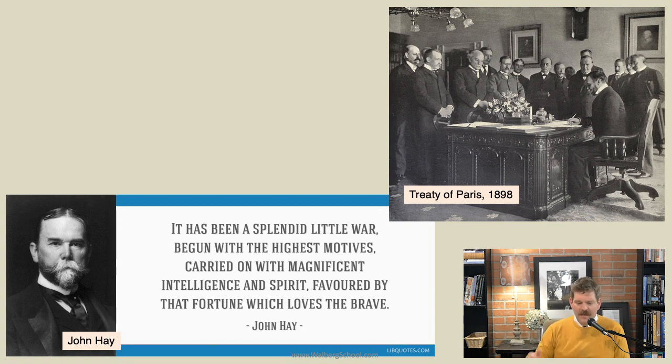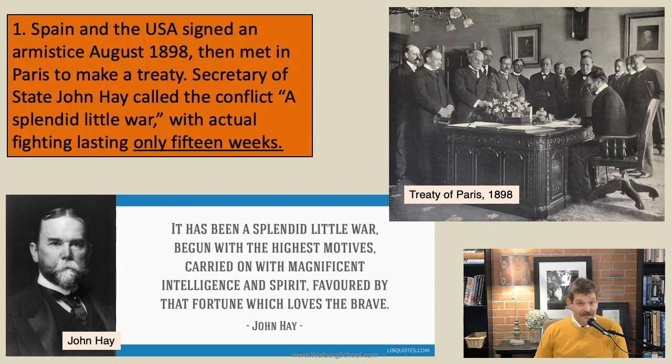So they go ahead and settle the Treaty of Paris to settle the Spanish-American War. Spain and the United States signed an armistice at first in August of 1898, and then they met in Paris to make their treaty. Secretary of State John Hay called the conflict, the Spanish-American War, a splendid little war, with actual fighting lasting less than 15 weeks. So from tip to tail, it was under 4 months.